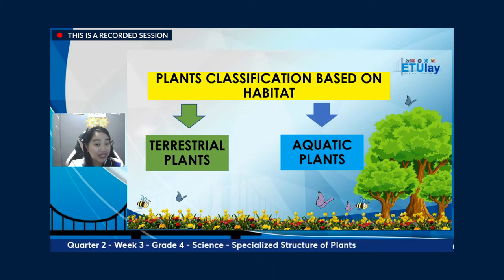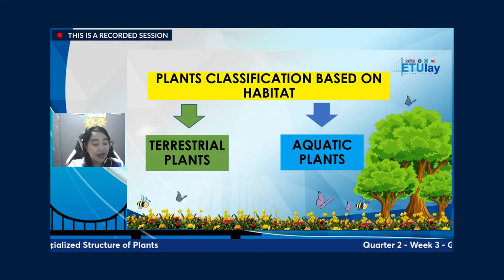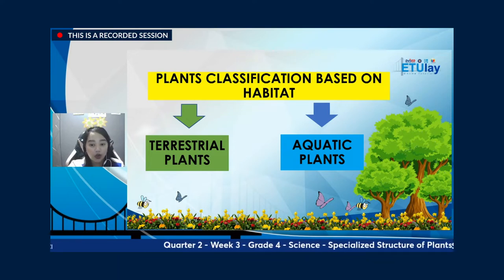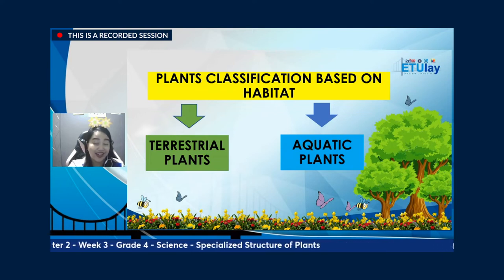And they can be classified according to their habitat. They could be terrestrial plants, or the plants live in a dry land or air, and aquatic plants, which are the plants that live on water. But what is the difference between the two? Let's learn it one by one.